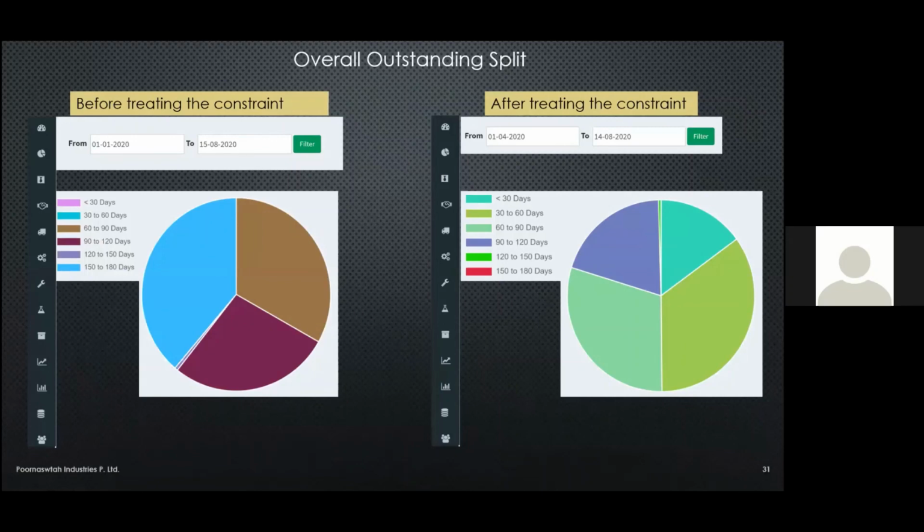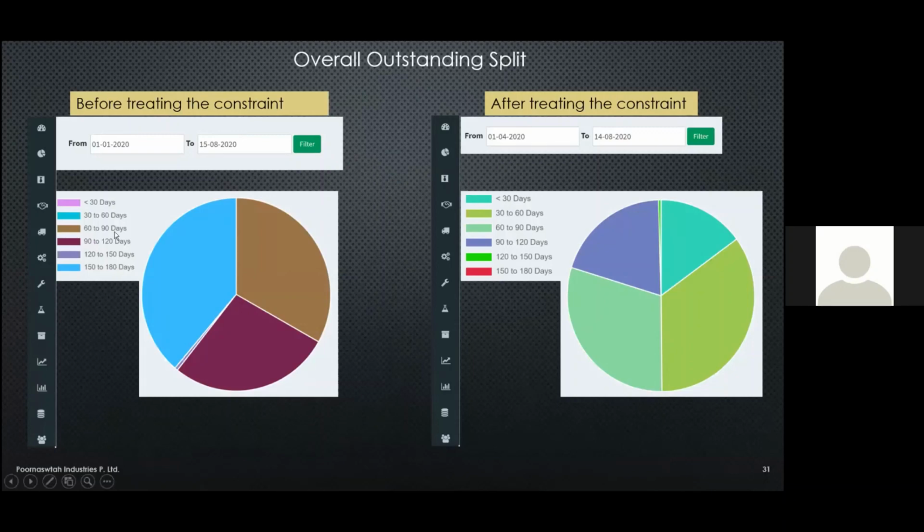So what did it say? Before treating the constraint, this was the scenario. If you see, less than 90 days, there was no zone. There was this bleak zone available of less than 90 days, but this bigger blue zone was 150 to 180 days. There was this red zone of 90 to 120 days, and there was this chocolate zone of 60 to 90 days.